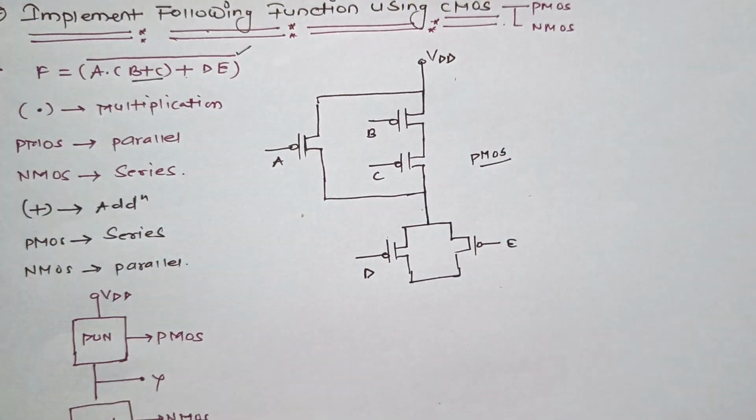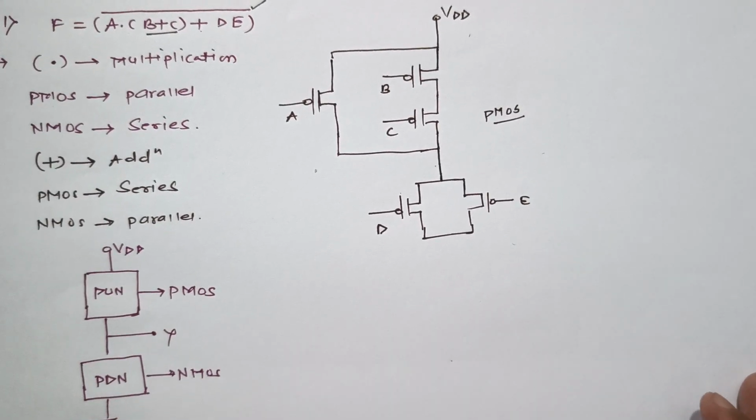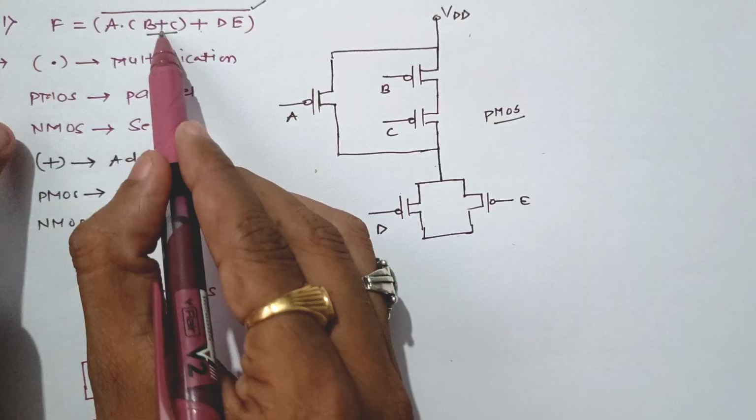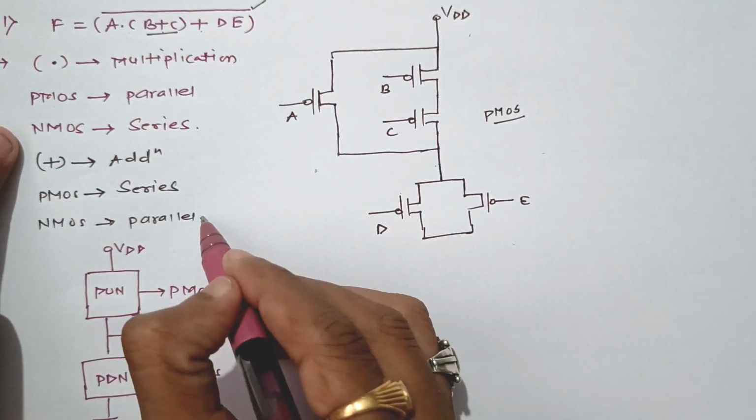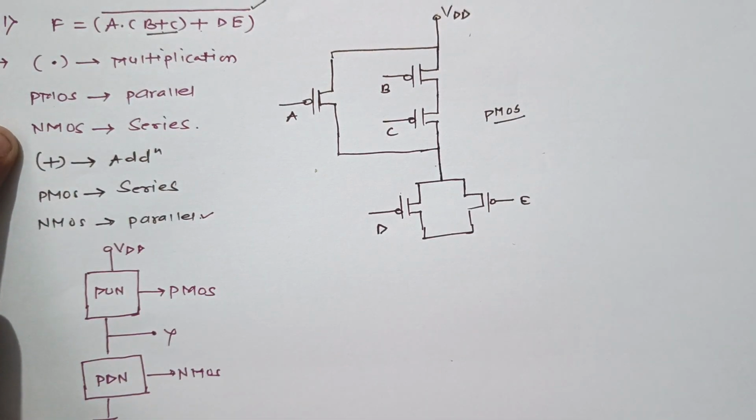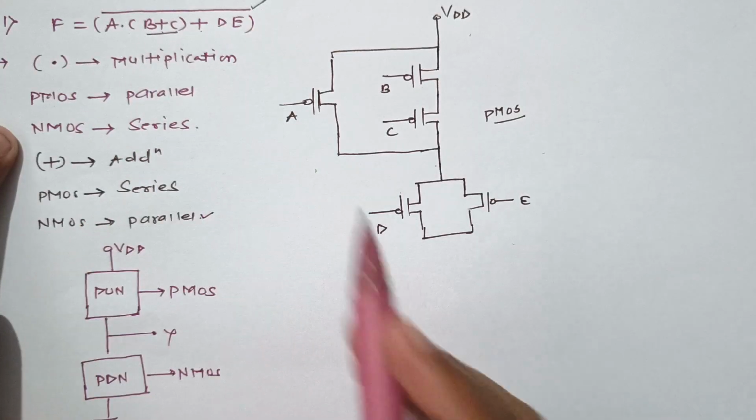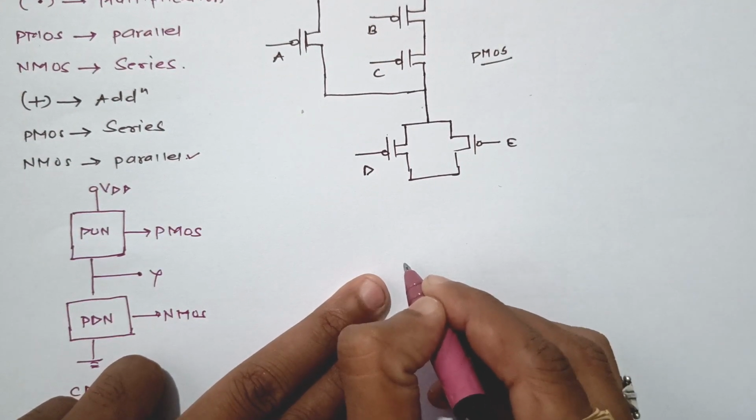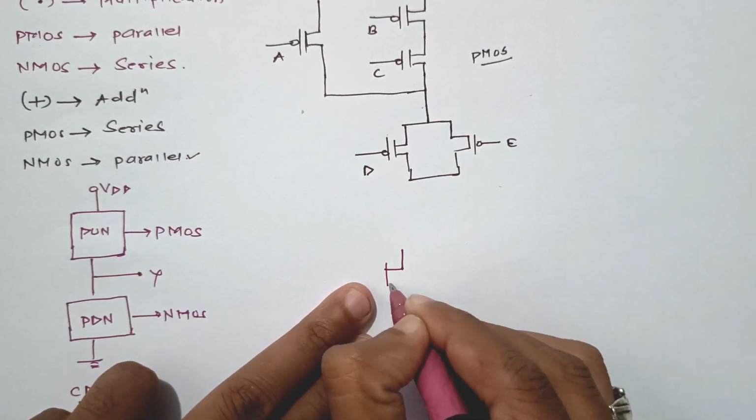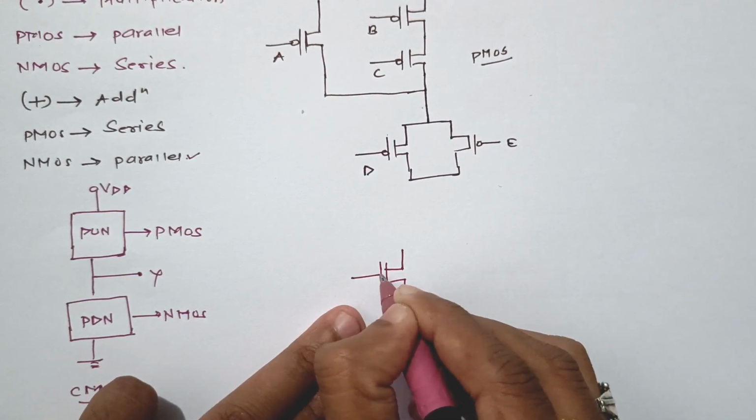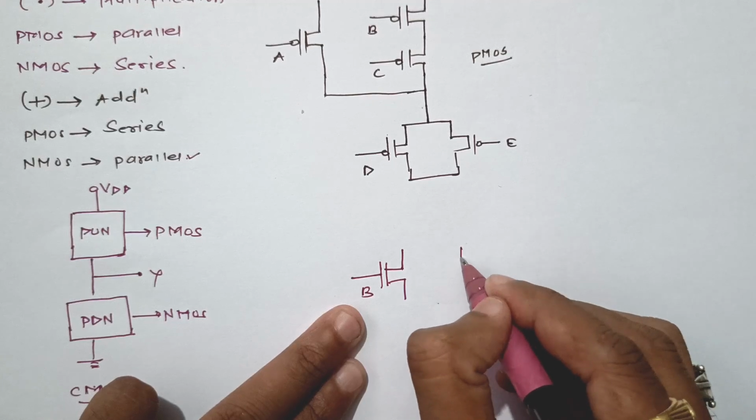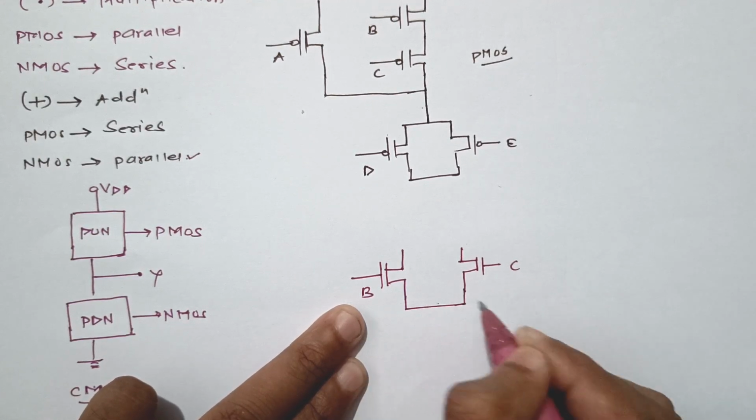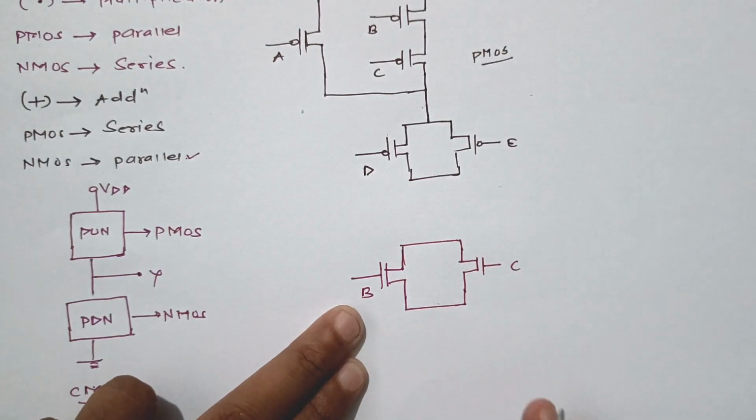Okay, now let's come to our NMOS. Just reverse the process. Again, we'll start with the same B plus C. Now in case of the plus sign, you can see NMOS is connected in parallel. Which are parallel? B and C are parallel. So let's draw here. This is B, this one is C. These two are in parallel with each other.